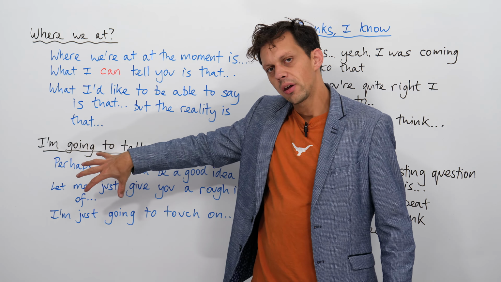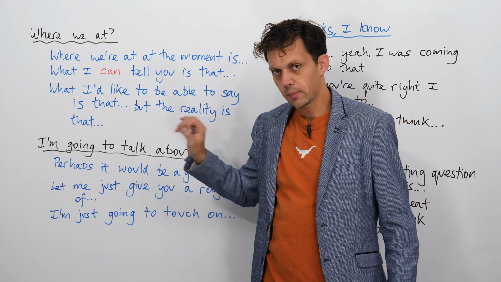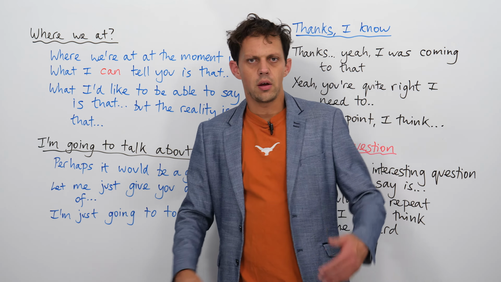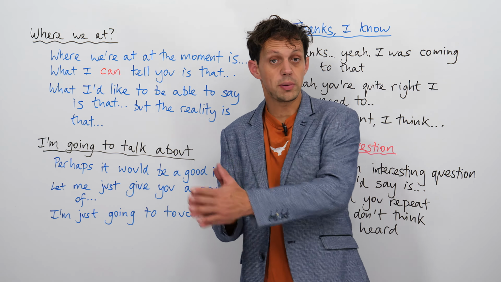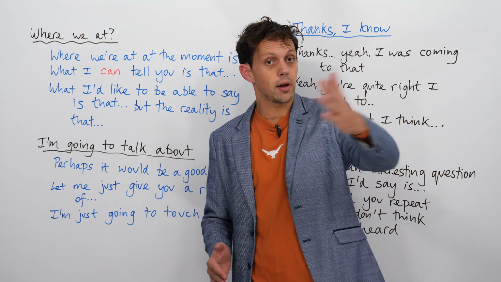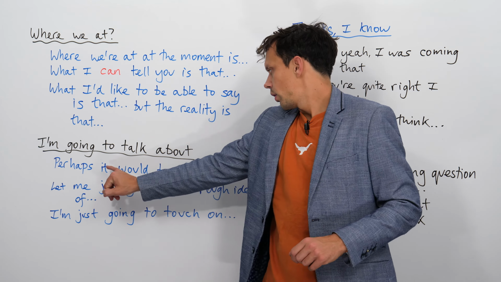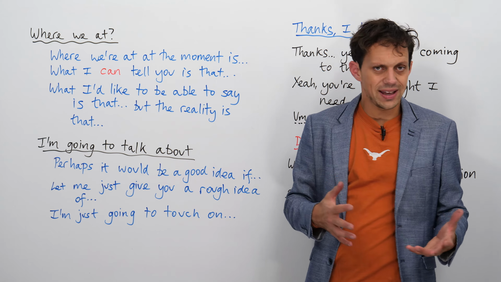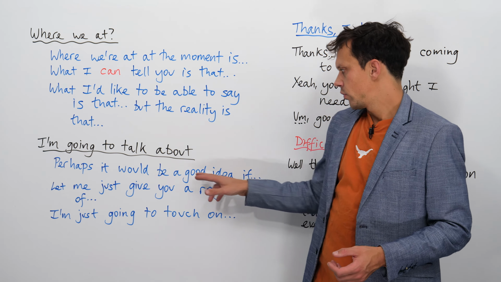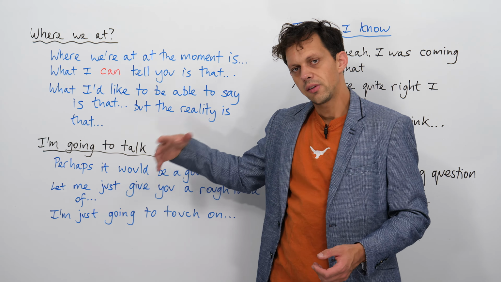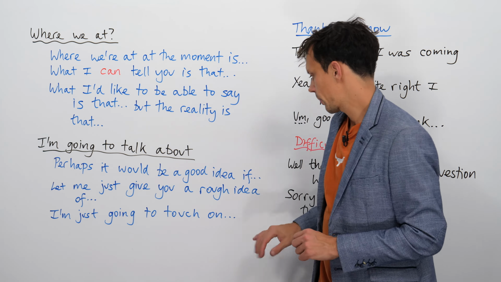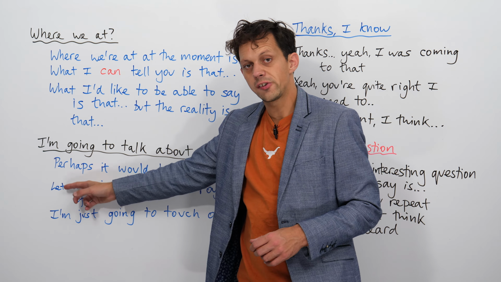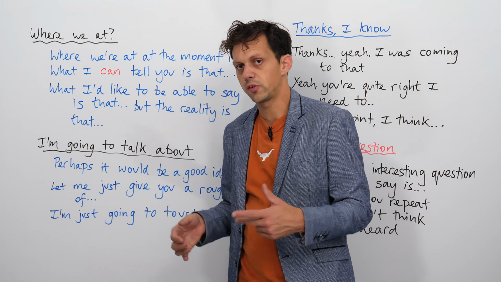You want to give an indication of what you are going to talk about. So let me just give you a rough idea of what I'm going to be talking about today. I'm going to tell you about this, this, and this. Perhaps it would be a good idea if I gave you an overview of the market in Africa. What is happening in Africa? So what you're doing is you're using a sentence to introduce what you're going to talk about. Okay, perhaps it would be a good idea if. Perhaps. This makes it like a choice, but actually you are making the choice. There is no choice. You're just pretending there is.